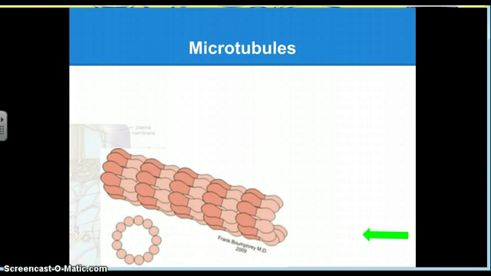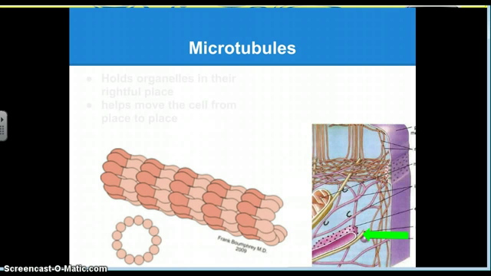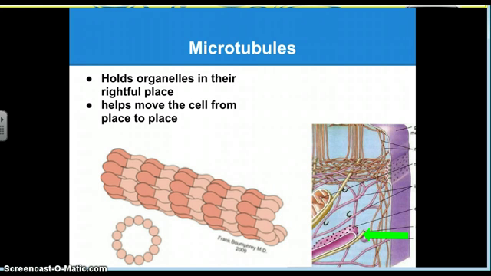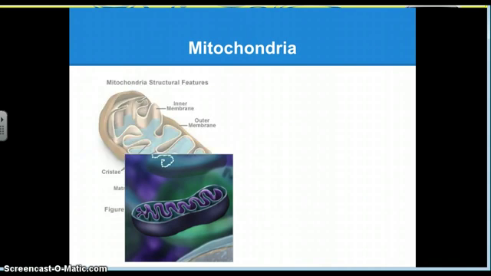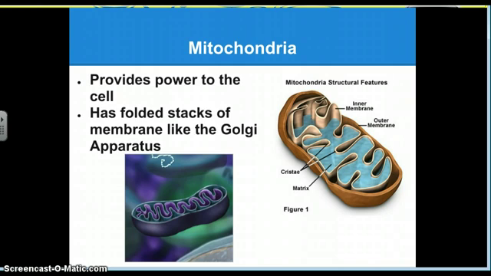Now we are talking about microtubules. The microtubules hold organelles in their rightful place, so they don't move. And they keep the other organelles rigid, and they help move the cell from place to place. Next we have mitochondria. Mitochondria provides power to the cell, has folded stacks of membrane like the Golgi apparatus. So they kind of also look like a stack. The membranes also kind of look like a stack of towels piled on each other.